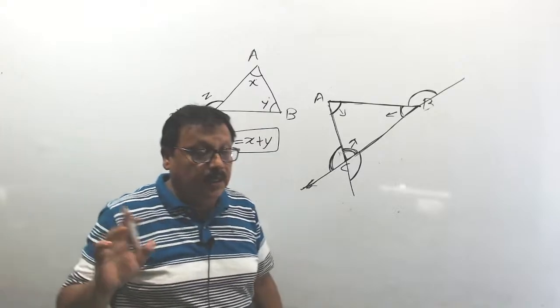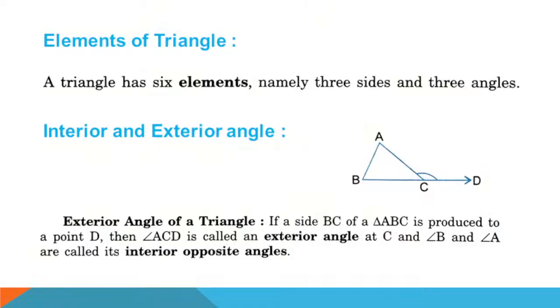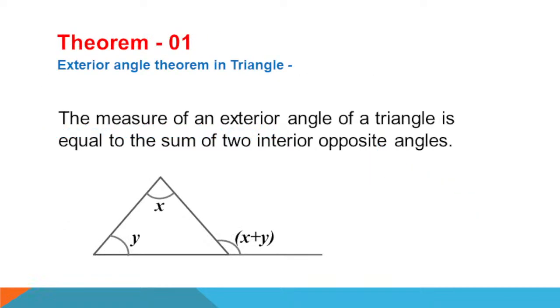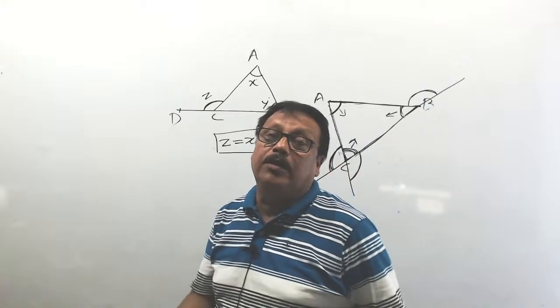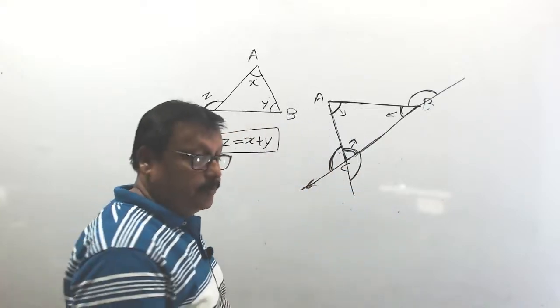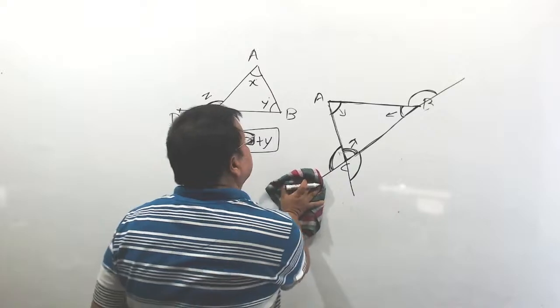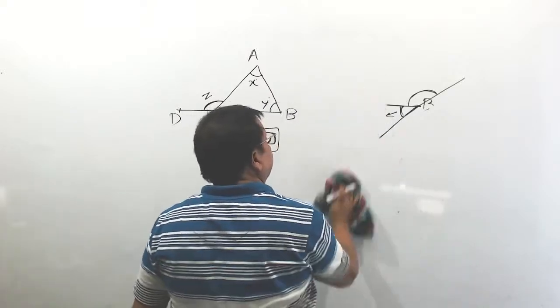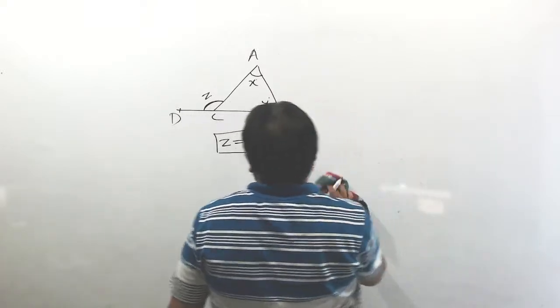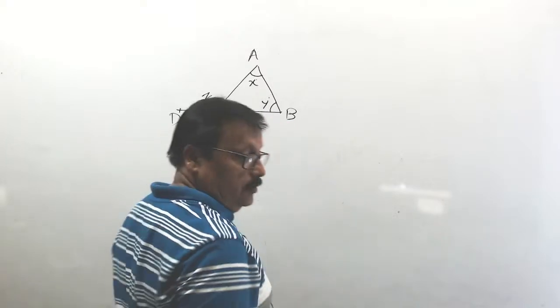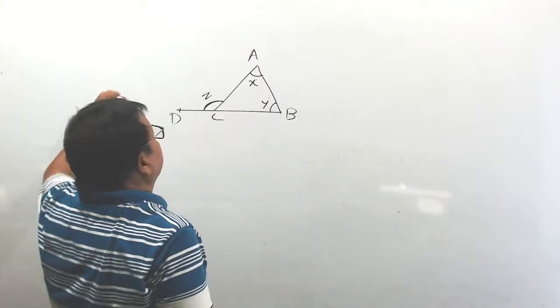This is one theorem coming. See, the exterior angle theorem in a triangle: the measure of an exterior angle of a triangle is equal to the sum of the two interior opposite angles. We have to prove this theorem now. How will you prove this one? How will you prove this theorem?